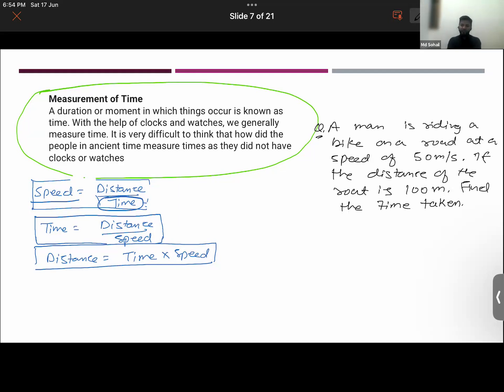What does the question say here? A man is riding a bike on a road at a speed of 50 meter per second. And if the distance is 100 meter, find out the time taken to cover this distance. Pretty simple question, Mafaz. Solve this one.